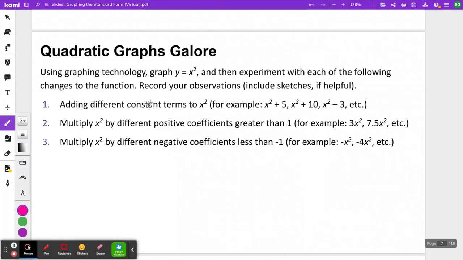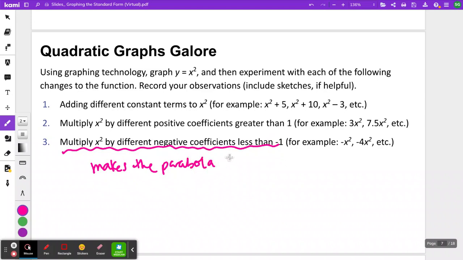So for this third observation in our notes, I would put: multiplying x squared by negative numbers makes the parabola face downward. When we say face downward, that's the official way you would hear it described.